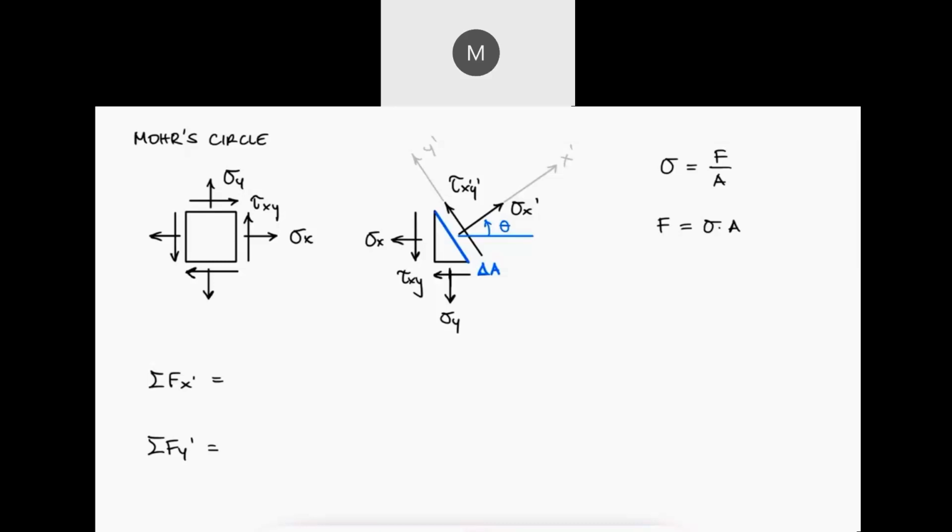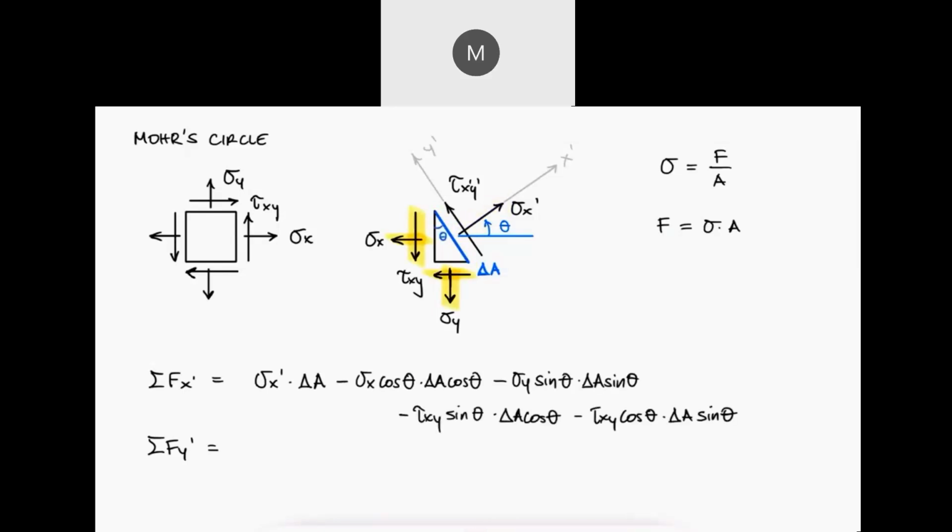For the sum of forces in the x prime direction, we have sigma x prime times delta A in the positive direction and the components of the other four vectors in the negative direction. For example, for sigma x, we would have its component on the x prime axis, which is sigma x cosine of theta, affecting the left face, which is the component of the hypotenuse delta A cosine of theta.